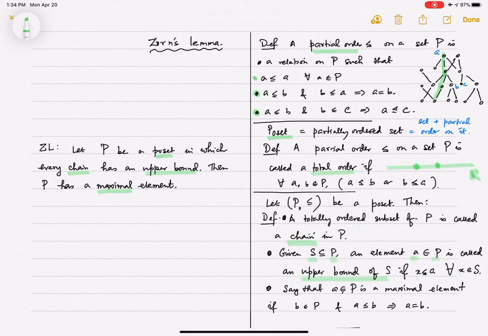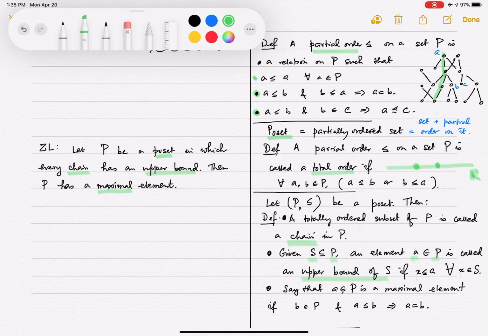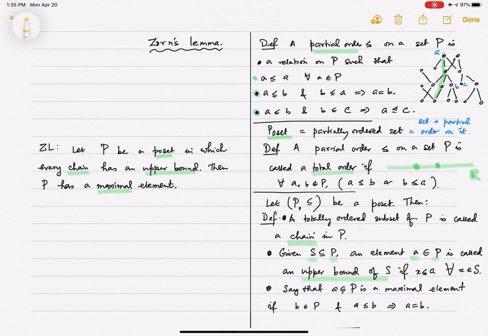Look, I'm not insisting that A belong to S. I'm only insisting that A belong to P. So for example, if you take this yellow set, these three dots, A will be an upper bound for this set. D would be another upper bound. Okay? So it doesn't have to belong to S. The green set, if you look at that chain, A is still an upper bound for that, but D is not an upper bound for that, etc.